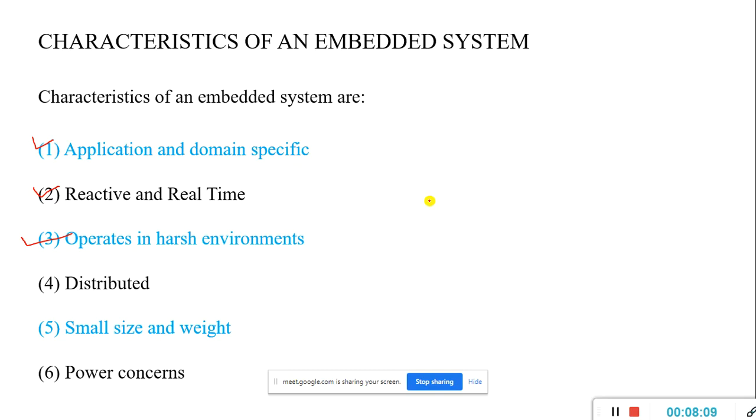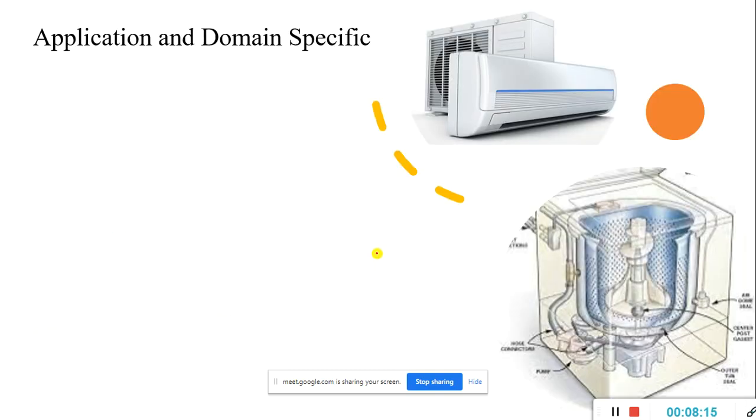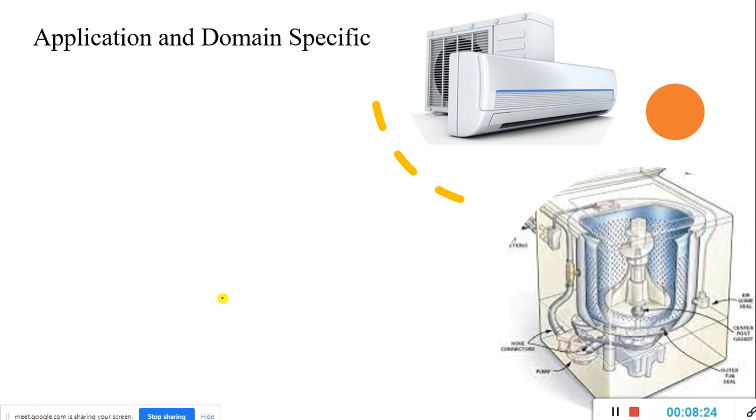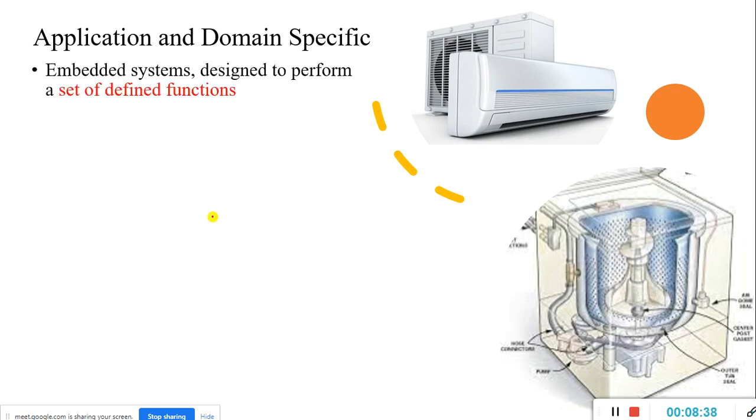So now we'll continue with these three characteristics, and the next three we'll cover in the next class. That's it. So, application and domain specific. The moment you look at this diagram, you can understand what the characteristic of an embedded system is. One of the characteristics is that they are application and domain specific. What do you mean by this? Yes, of course, embedded systems are designed to perform a specific function. A set of functions is defined, and they will work accordingly.